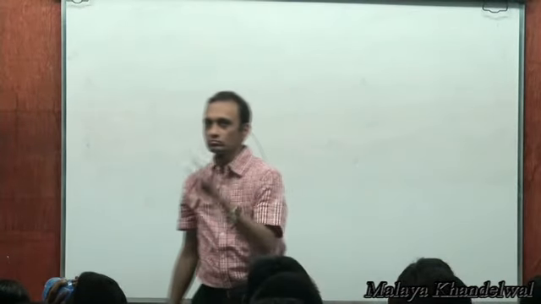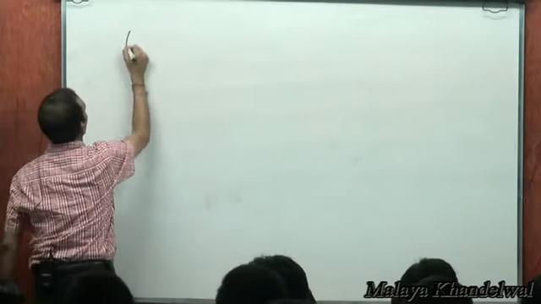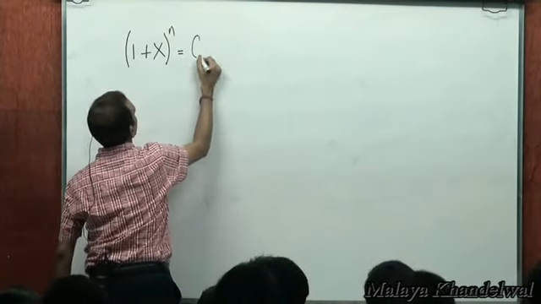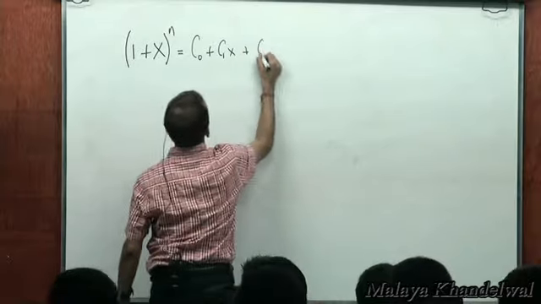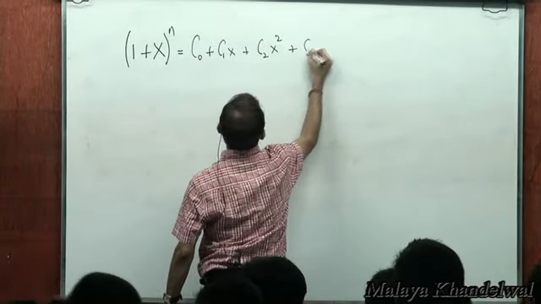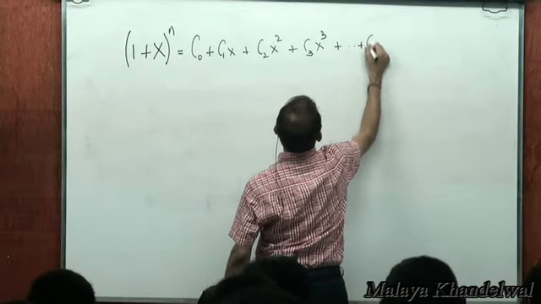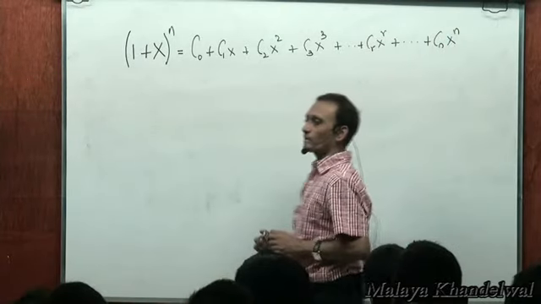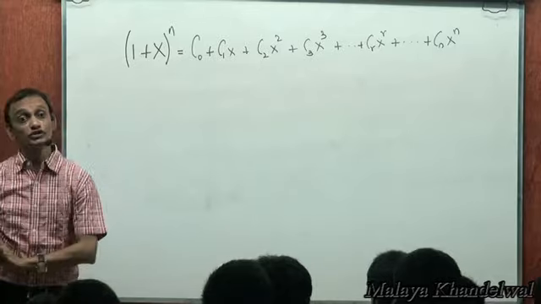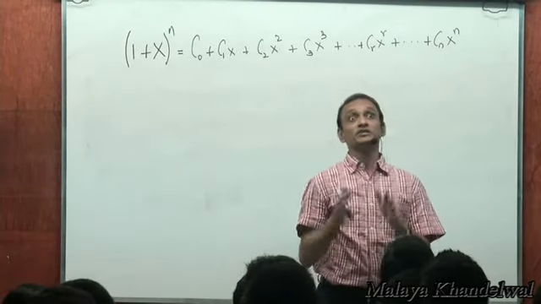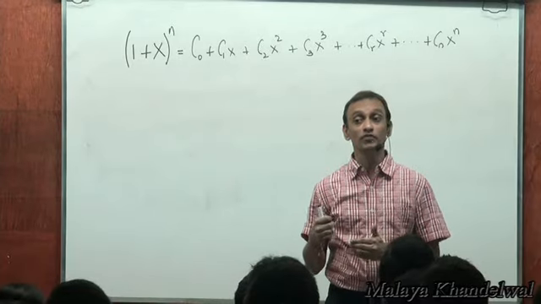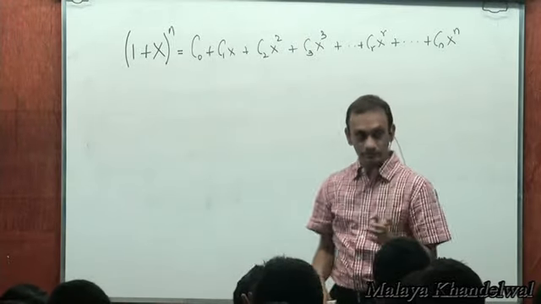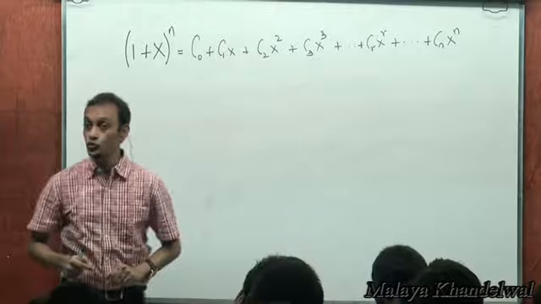Now, (1 + x)^n is what? C0 + C1x + C2x² + C3x³ + ... + Cr x^r + ... + Cn x^n, right? Hey, by the way, do you remember this? Function raised to a certain power into the derivative of the function is going to be what? Function to the power n plus 1 divided by n plus 1, right? Let me integrate both sides with respect to x.